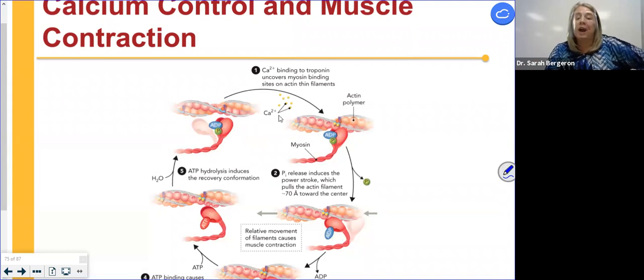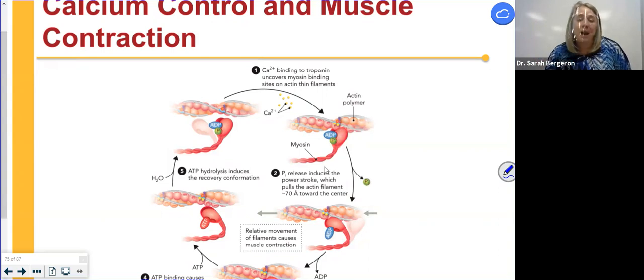Okay, so calcium influx. Calcium comes in, induces our conformational changes, exposes our binding sites. Myosin is like, woohoo, yeah, right? Okay, so it binds to the actin. Once that binding occurs, that triggers that inorganic phosphate to be released. So our inorganic phosphate comes off. And this is really cool because you can monitor activity of actin-myosin interactions just by monitoring the amount of inorganic phosphate released.